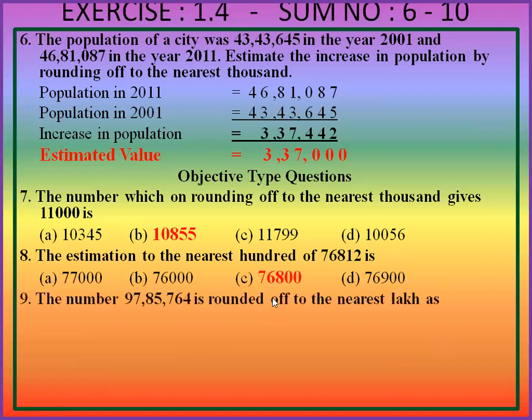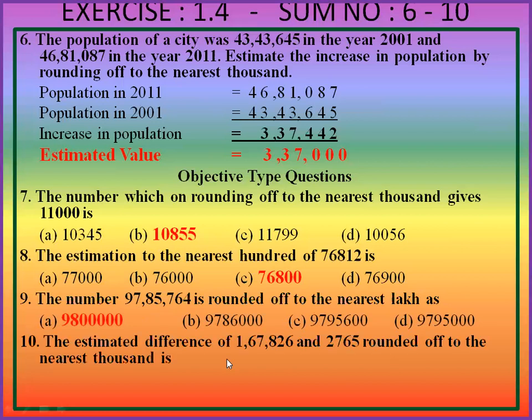The number 97,85,764 is rounded off to the nearest lakh. Nearest lakh, which is 7. And look at the number in the 10,000s position. It is 8. More than 5. So add 1 to the previous number. So you get 98 lakhs.